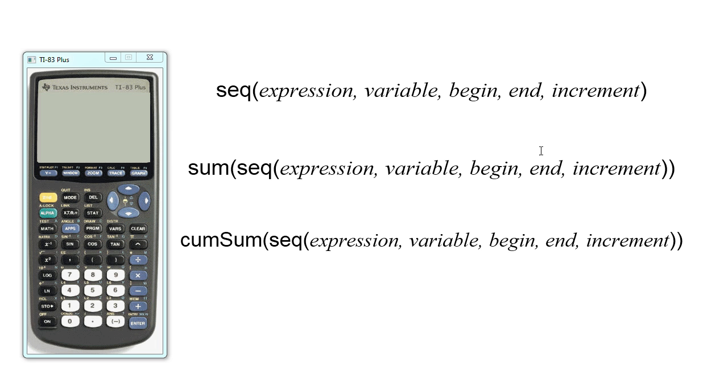Now I do need to just mention that this is what it's going to look like if you have a TI-83 or a TI-84 Plus. If you have the color, the TI-84 C color, you're going to get a different looking screen. Instead of getting SEQ with parentheses, you're going to get a line for each of these. It'll say expression, variable, begin, end, increment. Your whole screen will be filled with a line for each. Just fill them in with the exact same things that I did in this video, and you should be in good shape.